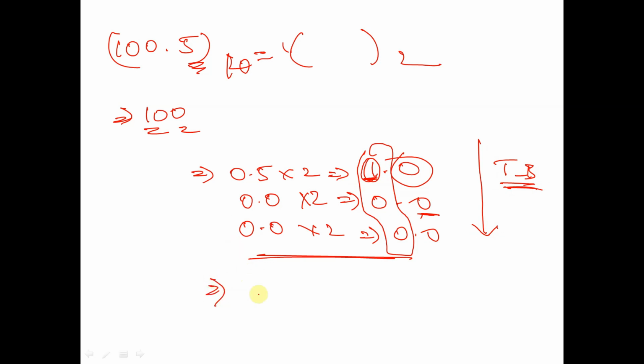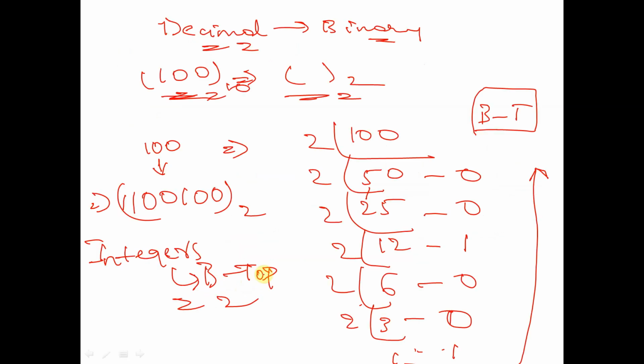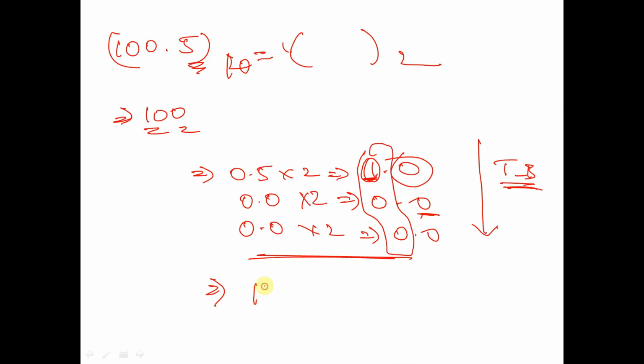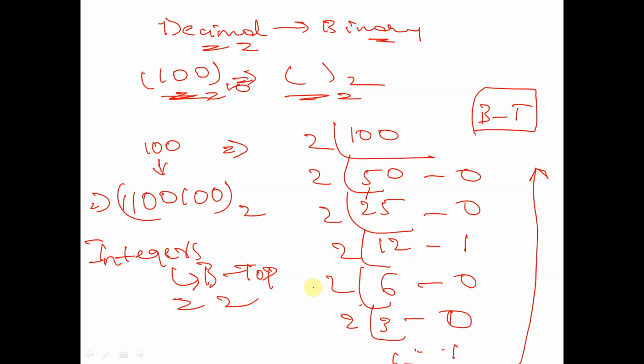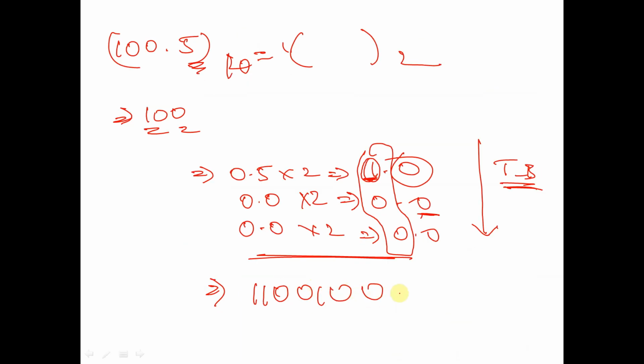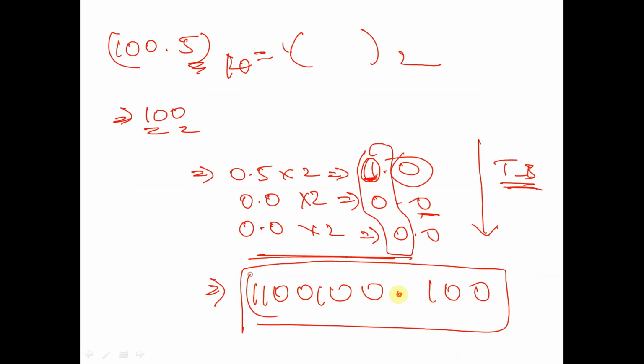So finally the answer will be equal to 1100100.1. So this is the binary equivalent of 100.5 to the base 10. So this is the conversion of decimal to binary number systems.